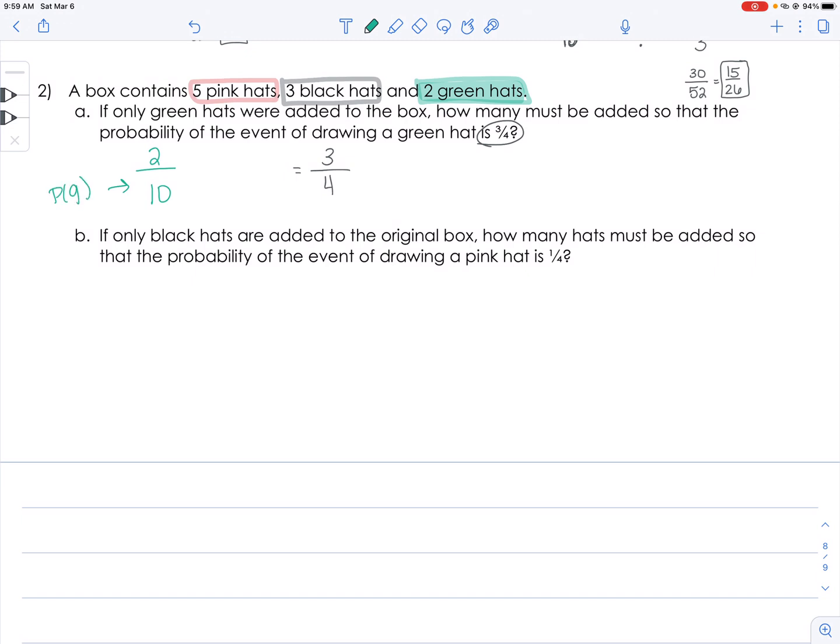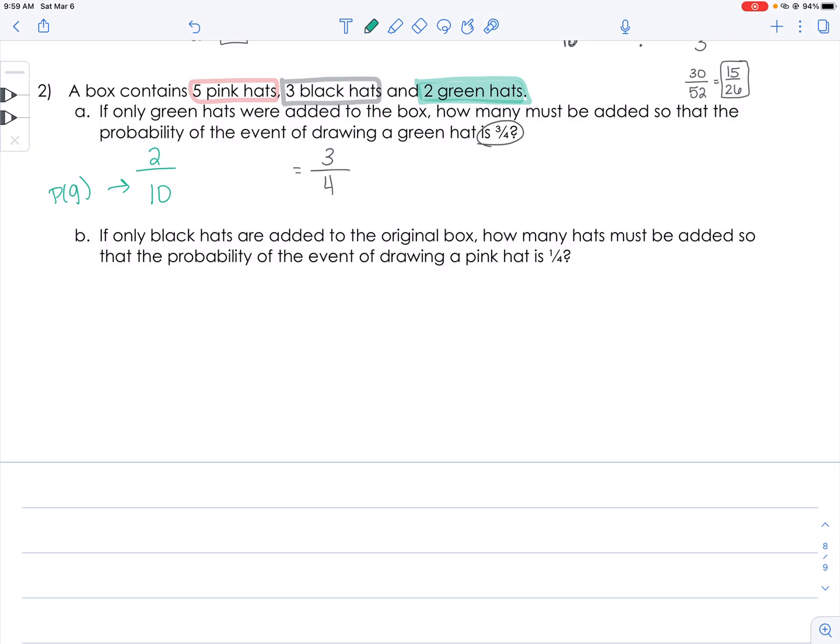But in my scenario, I want to add green hats so that the probability goes from 2 out of 10 to 3 out of 4. Essentially that's what my problem is saying. I've got a probability of 2 out of 10, which is 1 out of 5. I want to add enough green hats so that now the probability is 3 out of 4, or 75%.